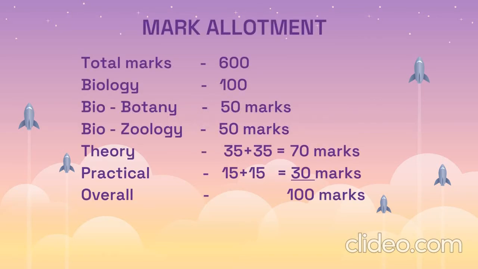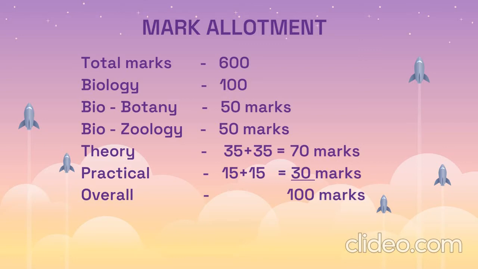First of all, I would like to say something regarding the mark allotment. Totally you will have 600 marks. Among this, biology is 100 marks, with botany 50 marks and zoology 50 marks, right? So overall 100 marks. Among this, 35 marks go to theory from each subject, so 35 plus 35, 70 marks. For each subject, practical is 15 marks: botany practical 15 marks and zoology practical 15 marks. So overall 30 marks for practical, and overall you will get 100 marks.